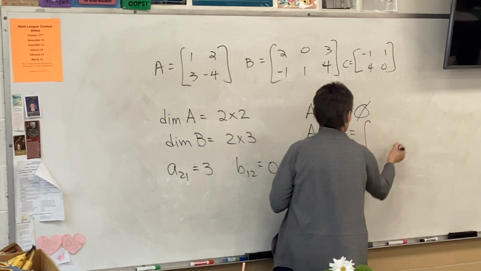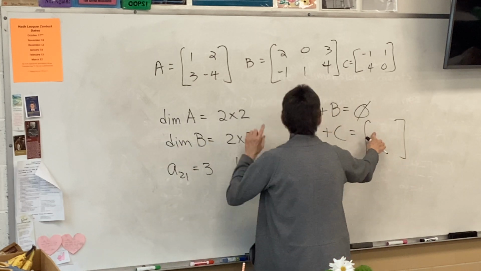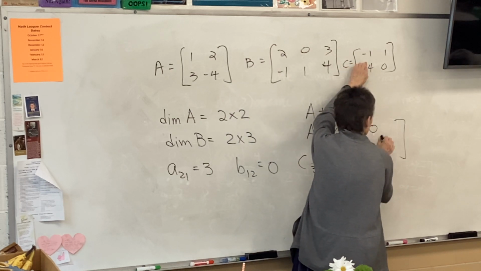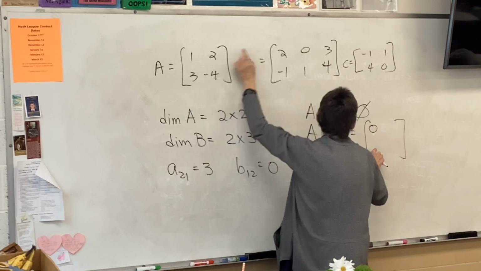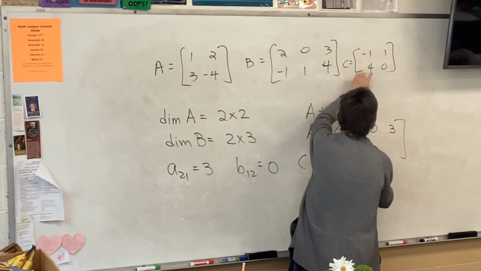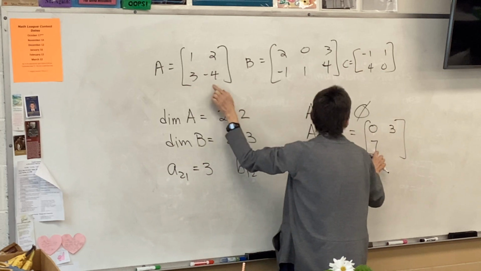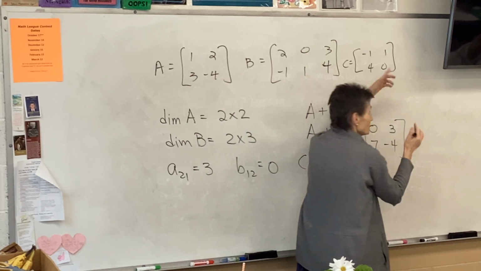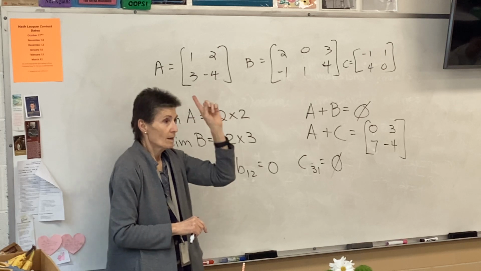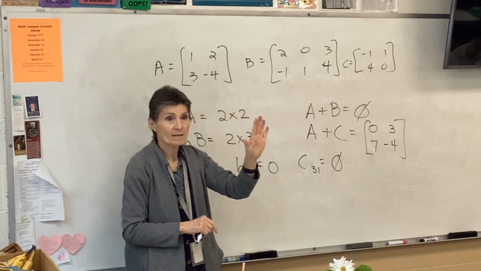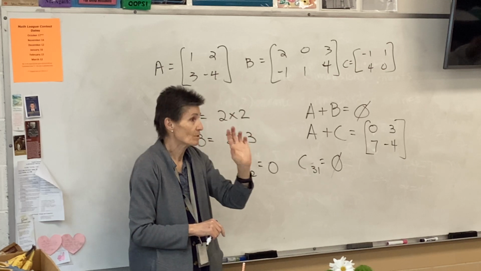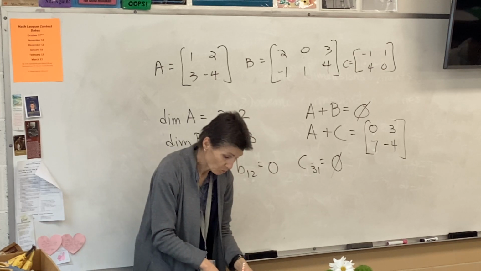So what do you think goes right here when I'm adding A and C? 0. And then will come 3. And then, 7. And then, done. Matrix addition is so easy. Can't do it unless they're the same size, but if they're the same size, then you just add those corresponding entries. Nothing to it.